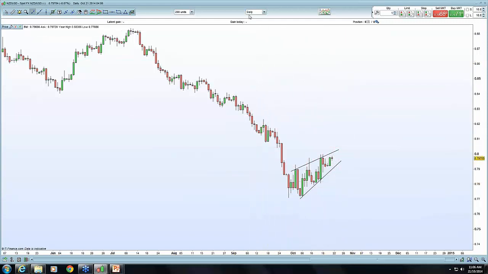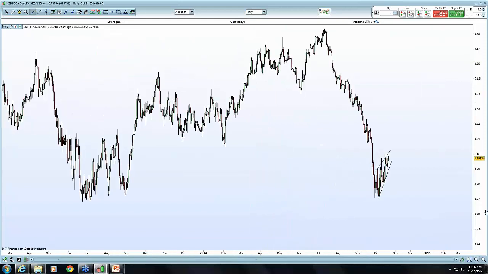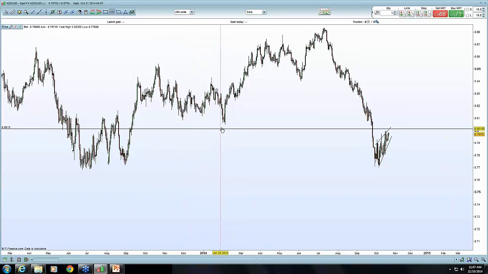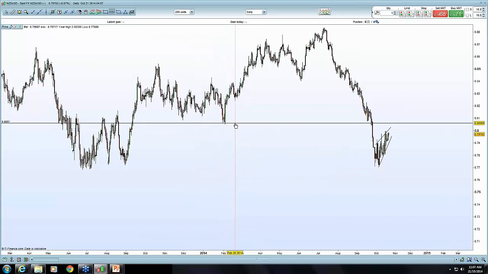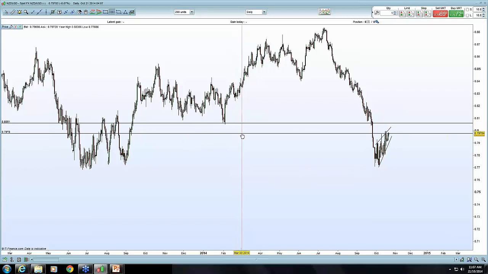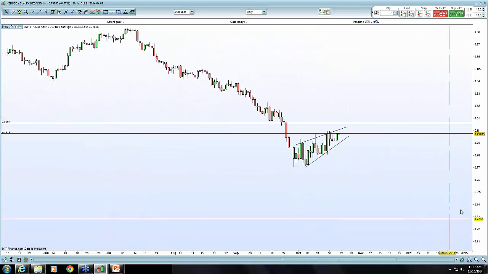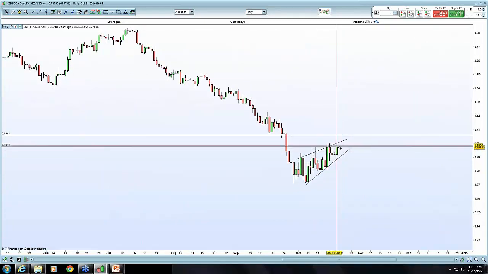The Kiwi dollar has been so bearish that we need to zoom out a bit to see where the resistance is. The first key level here is around 80.50, and the other level is around 79.80. You can see a few touches here, close to 79.80. So anywhere at this pennant resistance is a key level for the Kiwi dollar.